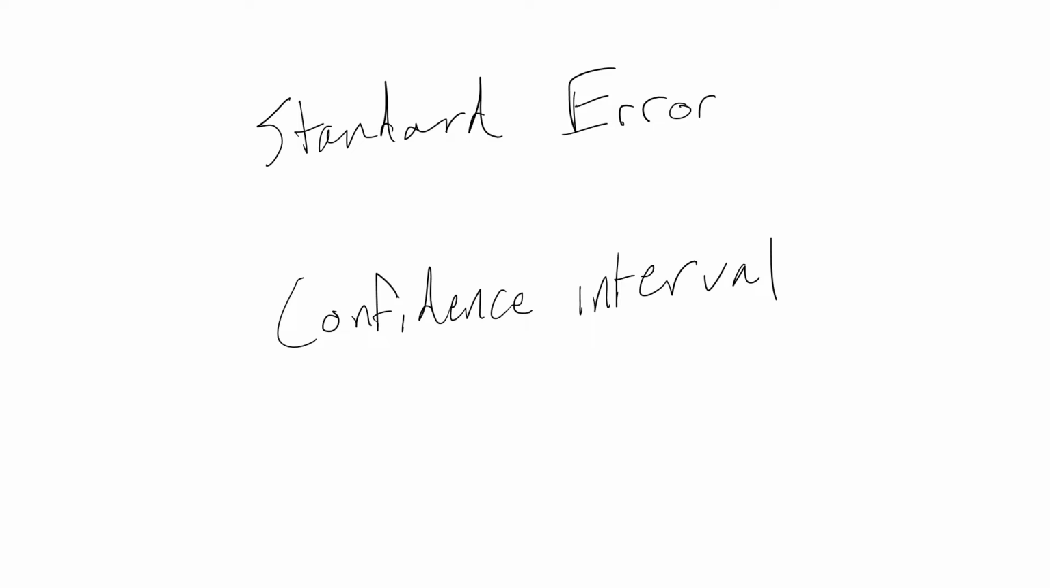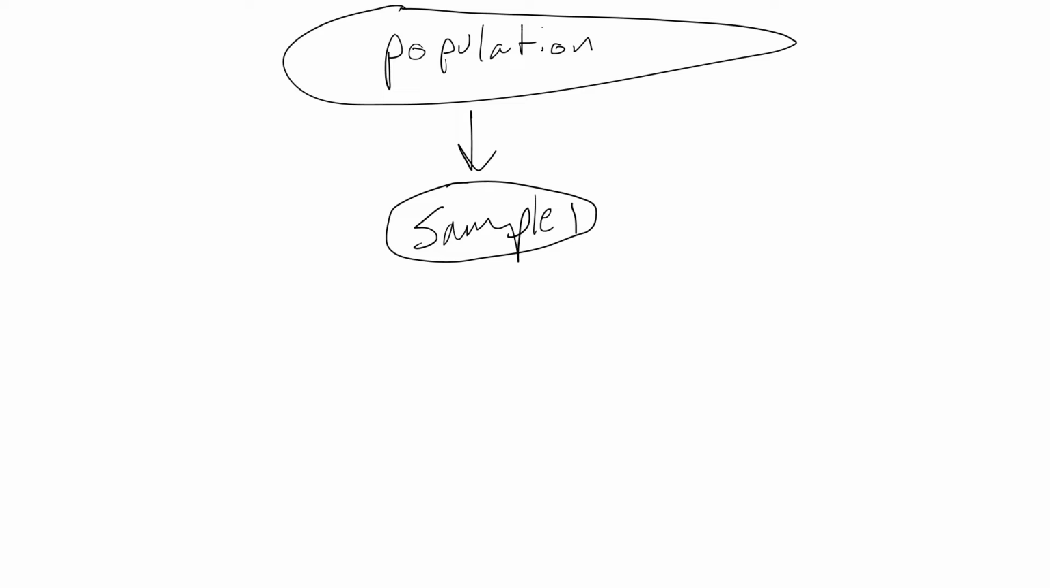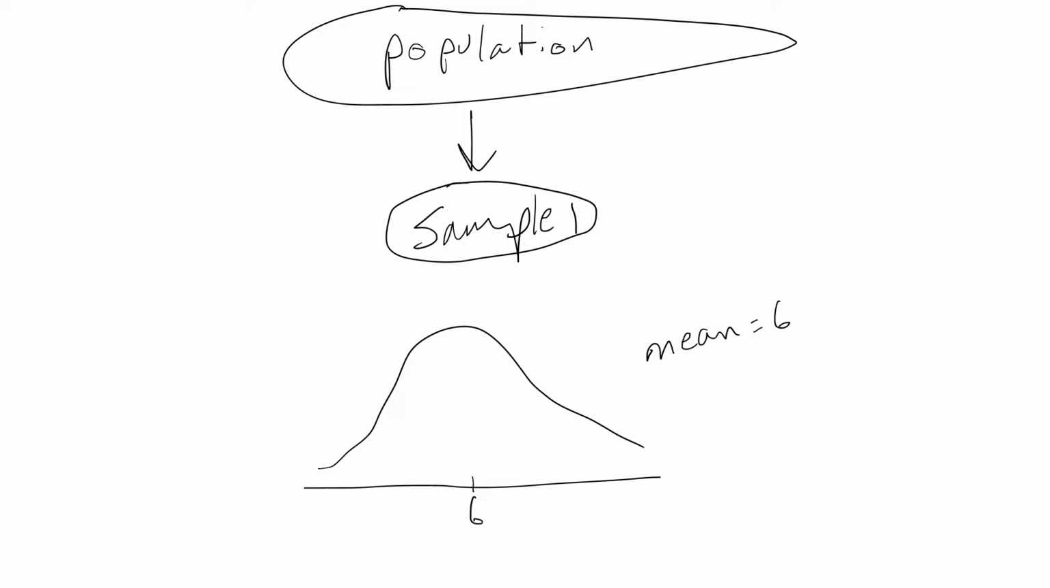In this video, I will introduce the standard error and confidence interval. In a research study, we generally start by taking a sample from a population. We can then describe the distribution of a variable from our sample. For example, say that our variable's distribution has a mean of 6. Typically, we only take one sample of our underlying population and conduct our research study using this sample.